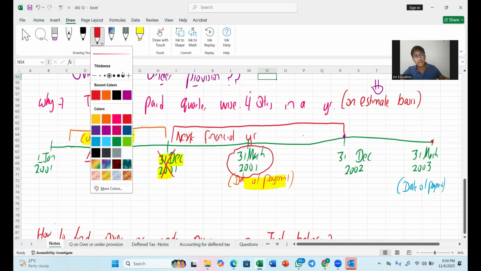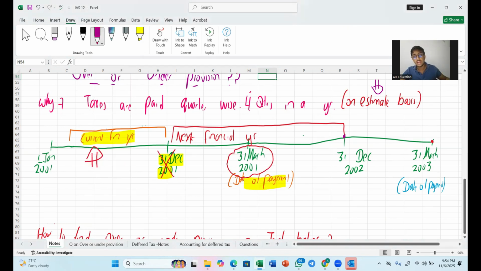Now you can ask me, why does it take 3 months to pay? For this also, there are simple, logical reasons. Number one, we make tax payments on an accrual basis, right? It's not on a cash basis.